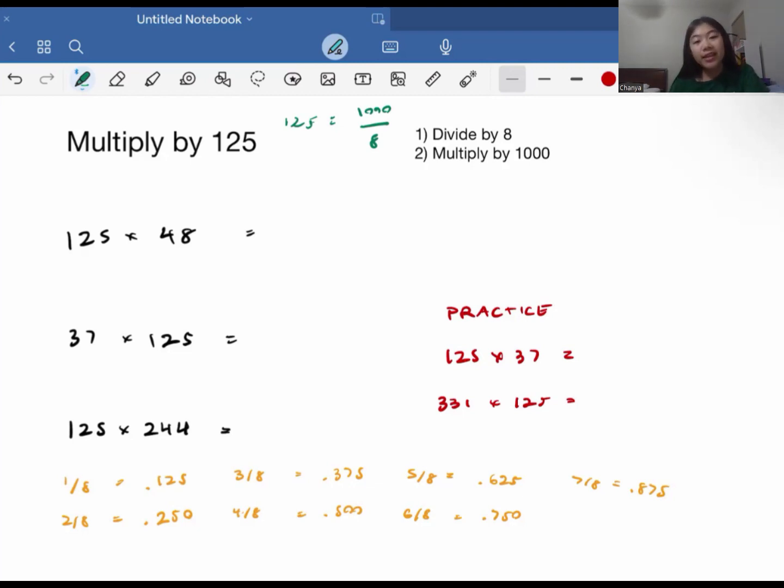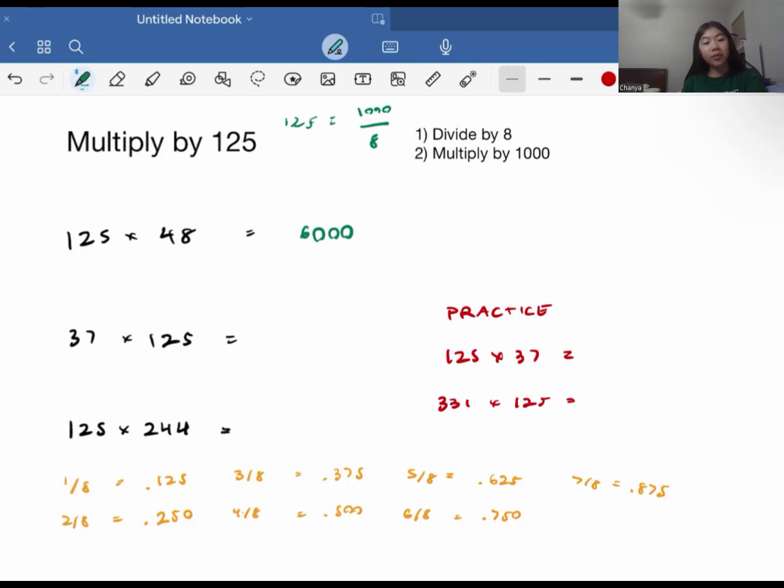So that being said, let's jump into our first problem, which is 125 times 48. First of all, you would divide the other number, which is 48, by 8. So 48 over 8 is 6. And then when you multiply 6 by 1000, you just get 6,000. And that should be your answer for problem 1.